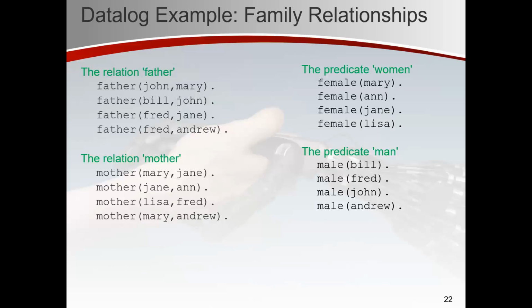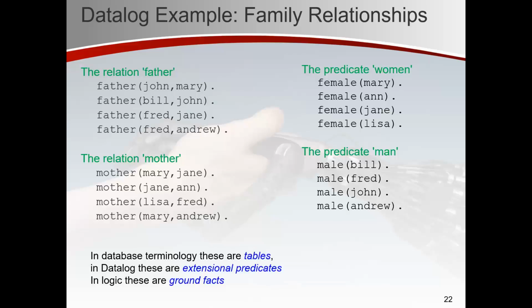Here we have the facts that are in the database. They would be in some kind of table form, but we can include them in this way. As we've seen in relational databases, these are tables. We have 4 tables: father, mother, female, and male. In Datalog, these are extensional predicates, and in logic we could call these ground facts.